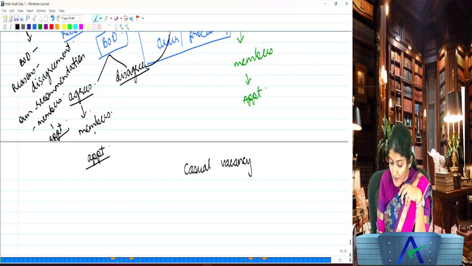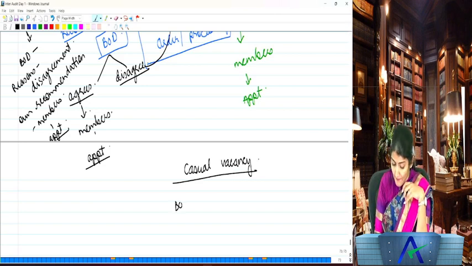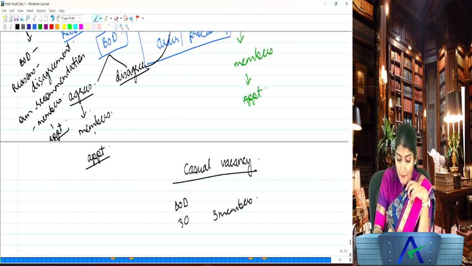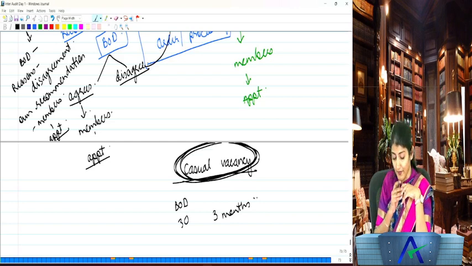Casual vacancy, who fills it? The board of directors, yes. And if it is a casual vacancy due to resignation, it shall also be approved by the members at the EGM within 3 months of the recommendation of the board. So even when you want to appoint an auditor in case of casual vacancy, who has the power to appoint? Board of directors.